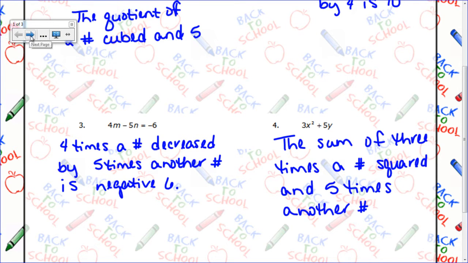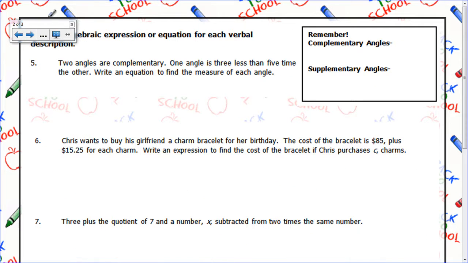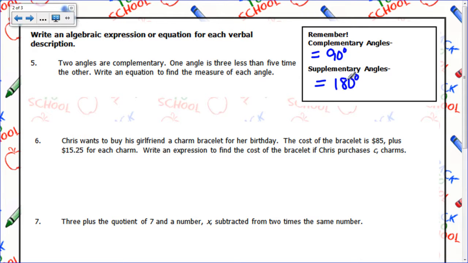So let's move on and apply this to some word type problems. Now we're going to write an algebraic expression or equation for each verbal description. So now I've got words and I'm going to write the algebra. Let's do a reminder real quick. Complementary angles equal 90 degrees. It means you have 2 angles that when you add them up make 90 degrees, and supplementary angles, when you add them up, equal 180 degrees.